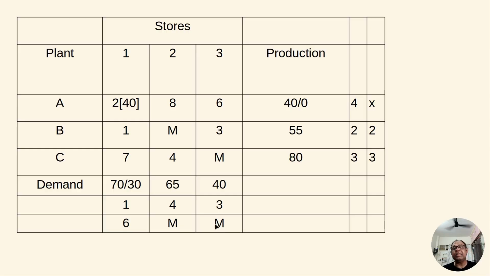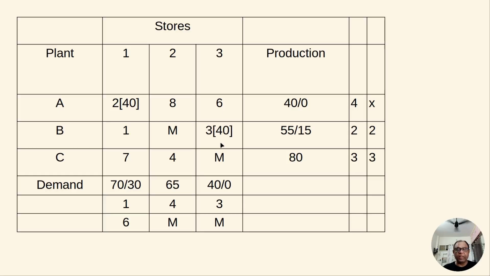Now we again select the penalty which has the least cost. In this case the least cost is 3, that is in store number 3. So we allocate it. Now how much can we allocate? The maximum we can allocate to store number 3 is 40. So we allocate it from plant number B, and the surplus, that is 65 minus 40, 15, is written down. So 2 allocations done, more to go.